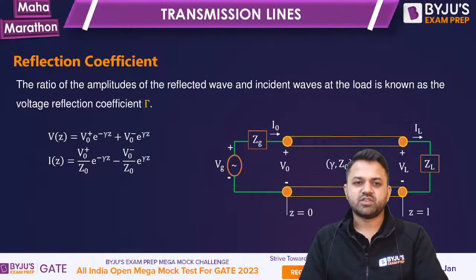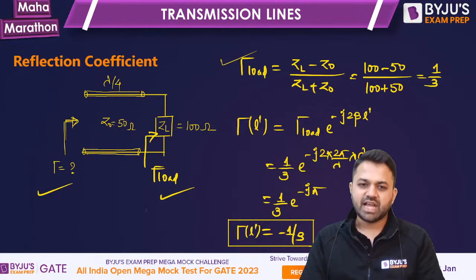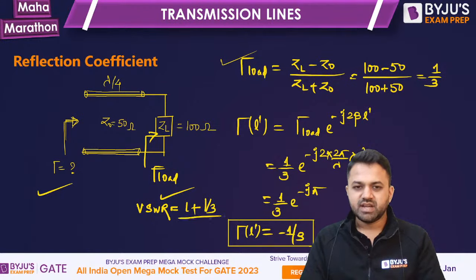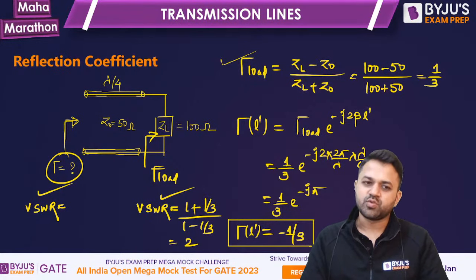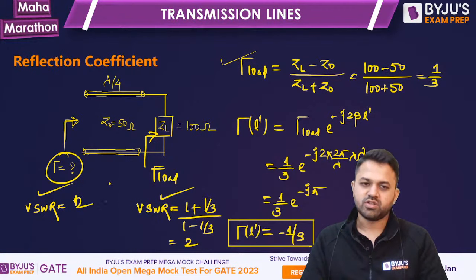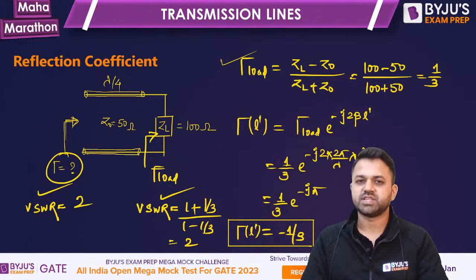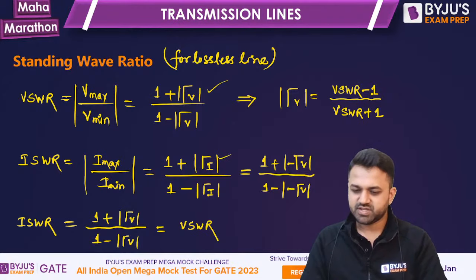It does not depend on the distance at which you are calculating. Suppose the reflection coefficient here you are calculating. Okay, so the reflection coefficient at the load and at the input side, both are different. But if I calculate the standing wave ratio here, standing wave ratio is 1 plus mod gamma. So 1 plus 1 by 3 divided by 1 minus 1 by 3. So this is your 2. So this is the voltage standing wave ratio 2. And here also, if I calculate the voltage standing wave ratio, and this time reflection coefficient is minus 1 by 3, because we are going to take mod only, this is 2 only. At the input side also it is 2, because in the formula, we are calculating mod of reflection coefficient.